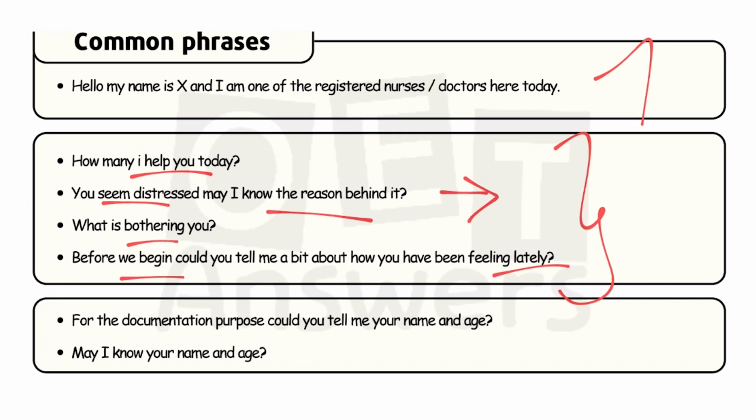Then, for documentation purposes, this is about asking for the patient's identification details. That's all. These are the common phrases we use to identify the unknown case and approach an unknown new patient. There are lots of terms and phrases to approach known and unknown cases. Let's see more in the further videos.